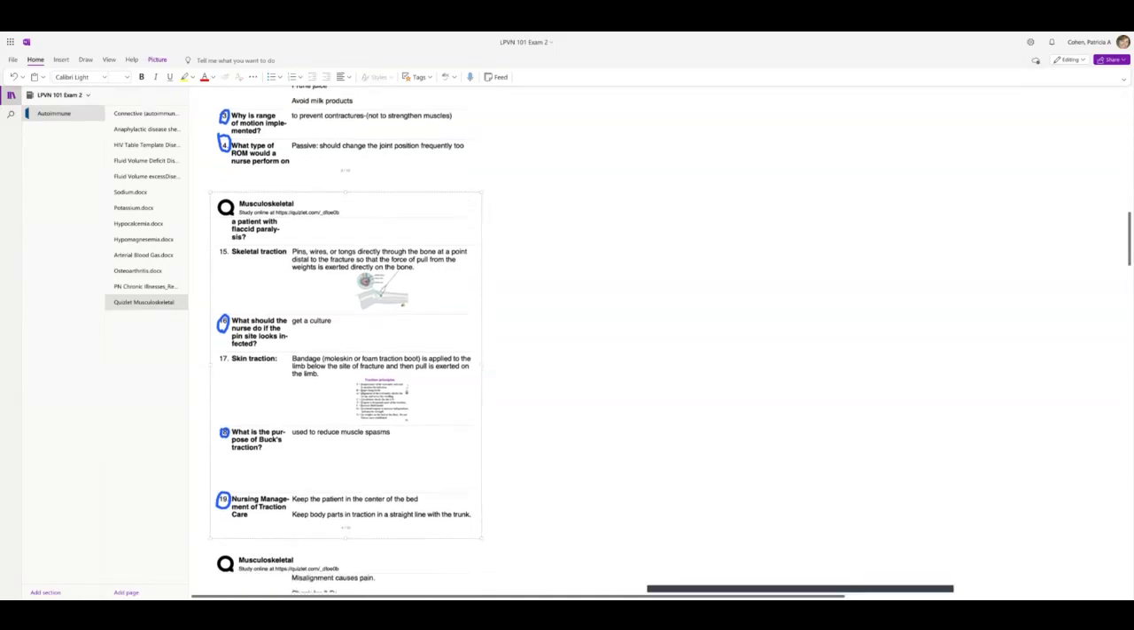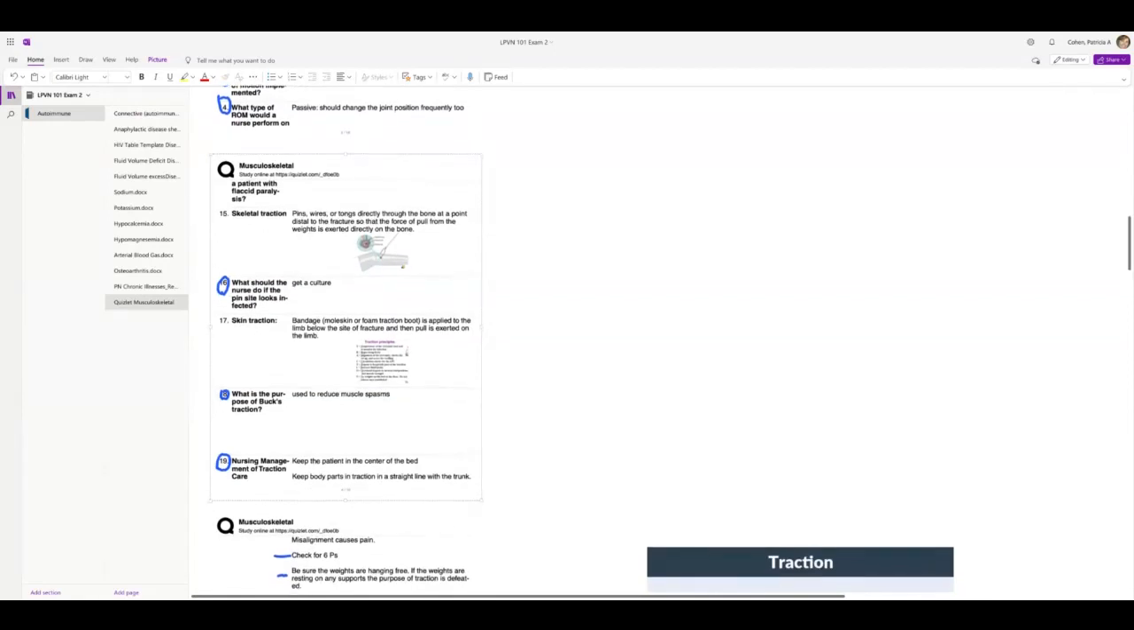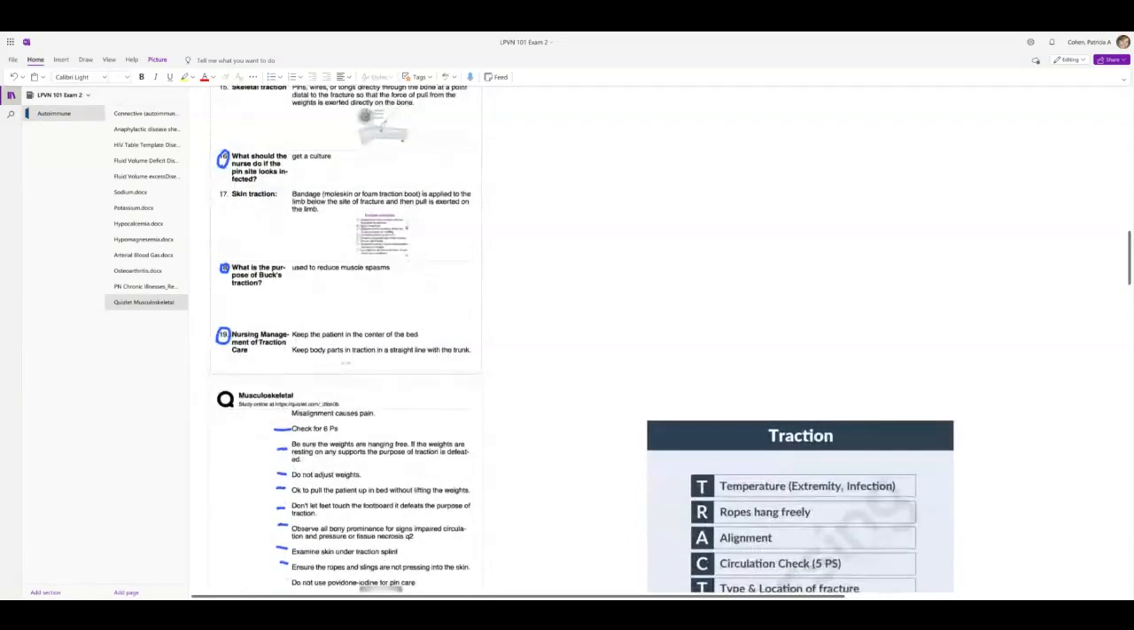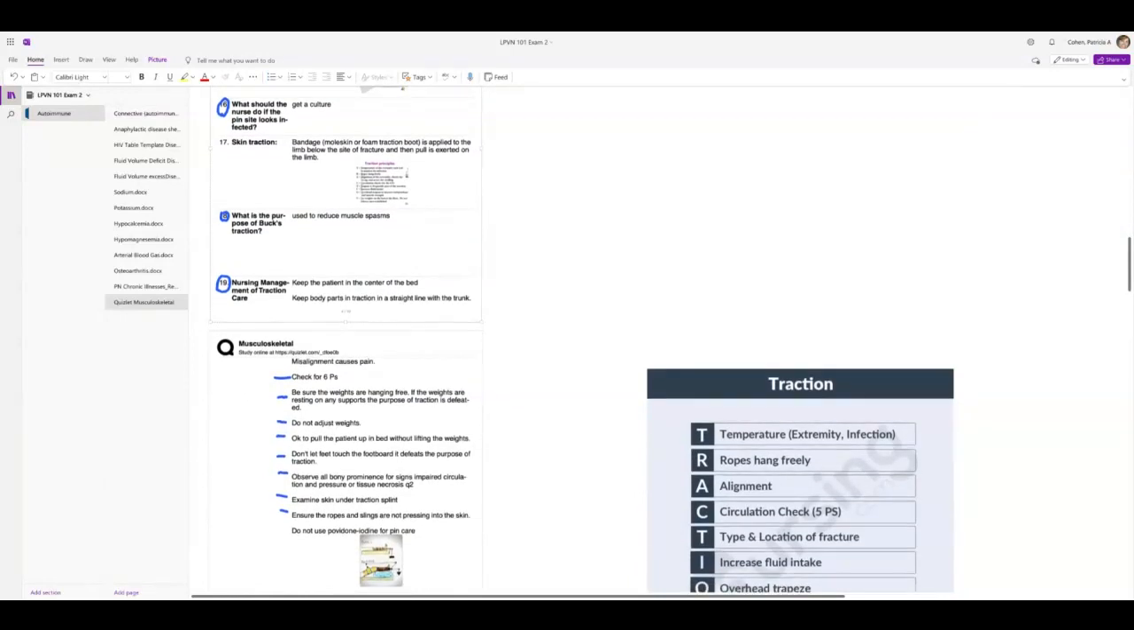Oh, this isn't coming up, but you want to keep the patient in the center of the bed if they have traction, keep the body parts in traction in the same line with the trunk. So you're going to check for the 6 Ps. Make sure your weights are hanging freely.